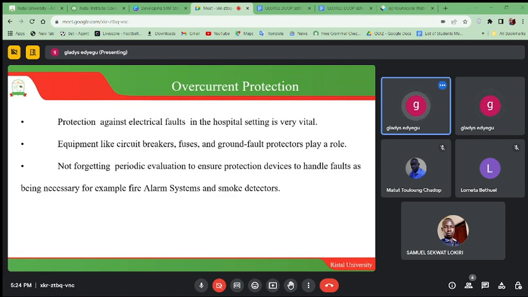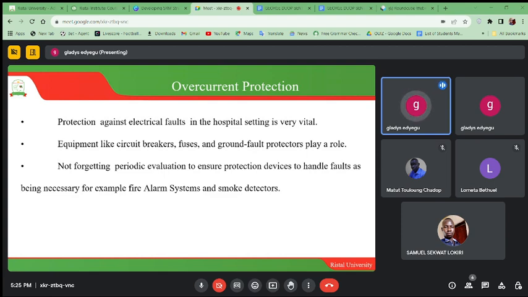And we can also have fire alarm systems and smoke detectors, whereby these fire alarm systems can help inform us in case there is any danger that may occur or that is going to occur.